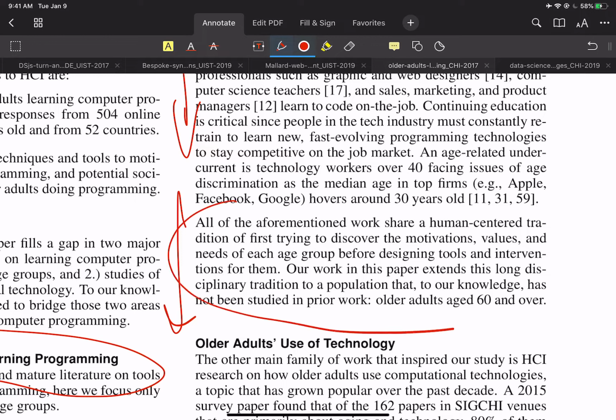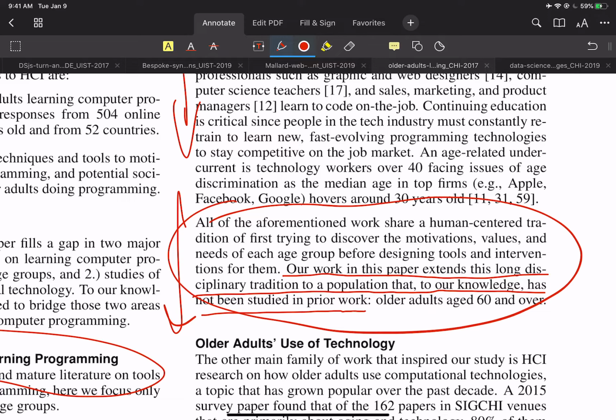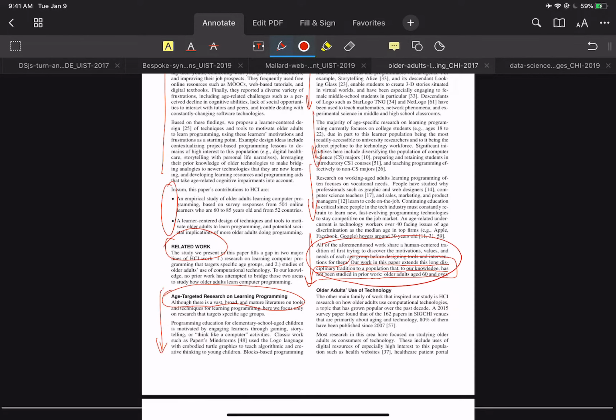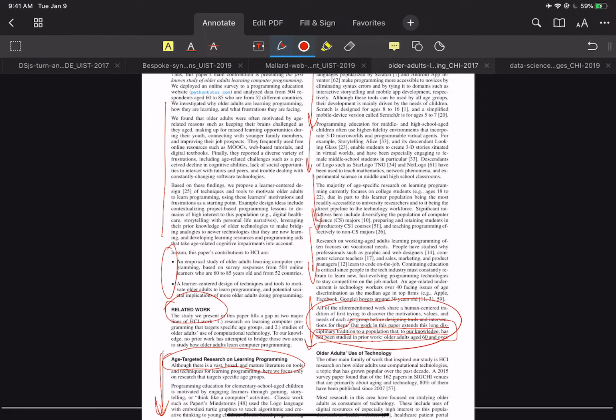So right here, all the aforementioned work share a human-centered tradition of first trying to discover motivations, values, and needs of each age group before designing tools and interventions for them. Our work in this paper extends this long disciplinary tradition to a population that to our knowledge has not been studied in prior work, older adults age 60 or over. So yes, there was a bunch of work on studying people of different ages in programming, but hey, look, there's a gap, right? There's a gap that no one's looking at older adults.